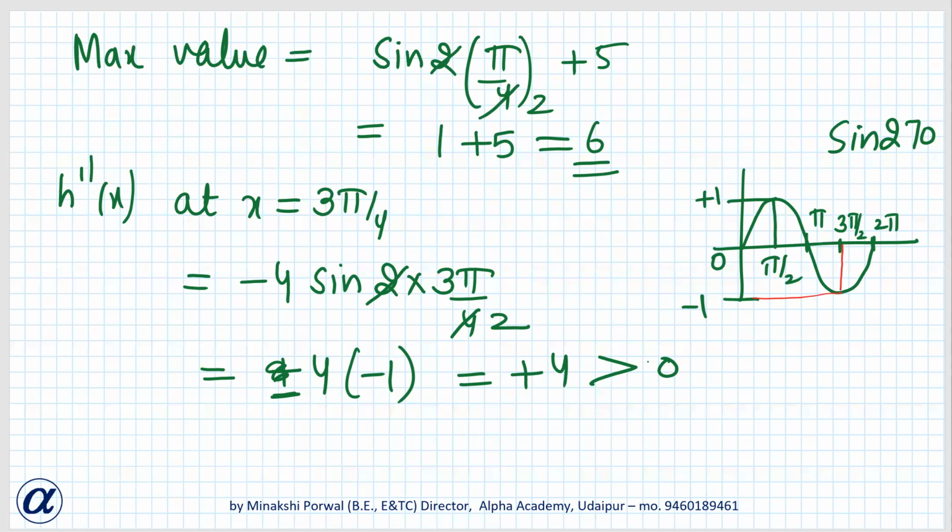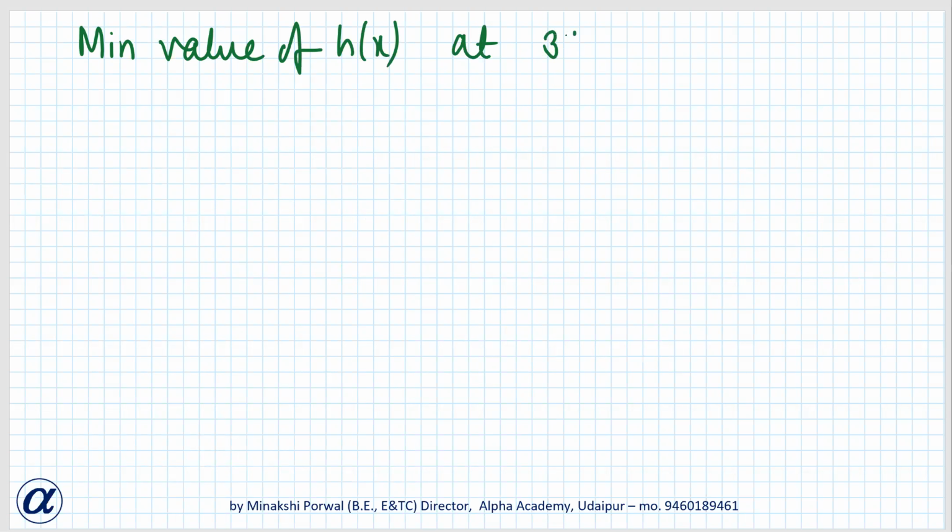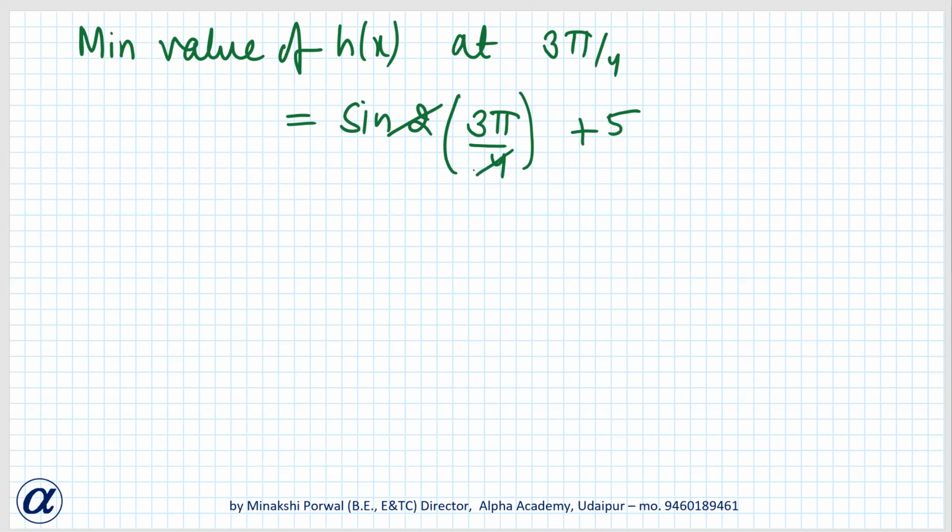Okay, that means minimum value or minima occurs at 3 pi by 4, and the minimum value of the function will be h(x) at 3 pi by 4, that will be equal to sine of 2 into 3 pi by 4 plus 5, that is equal to sine 3 pi by 2, that is sine 270, that is equal to minus 1 plus 5, that is equal to 4.